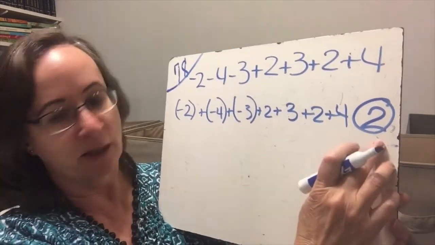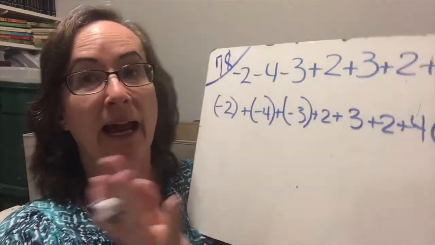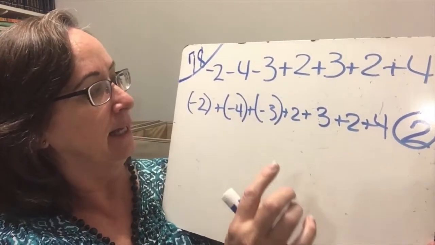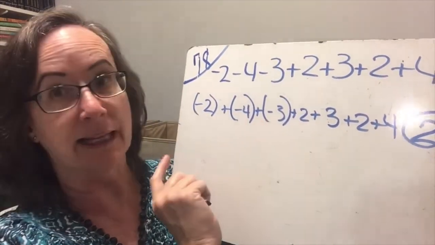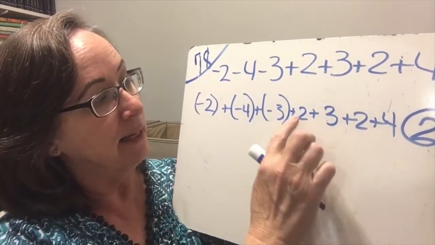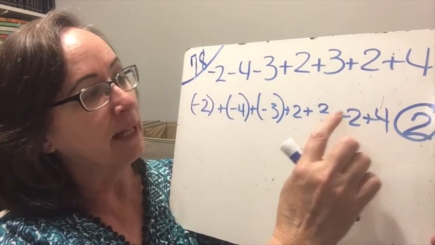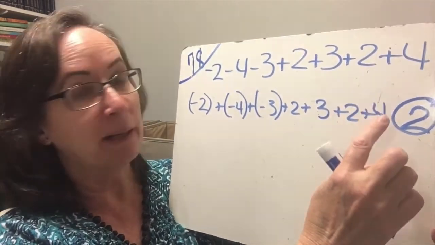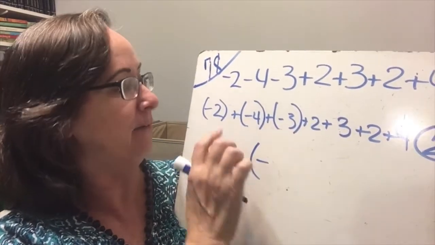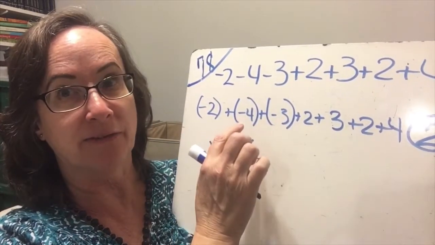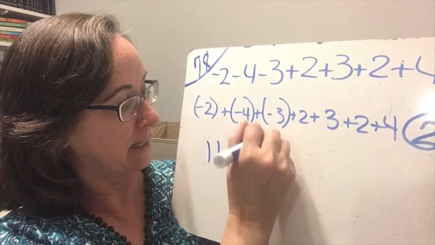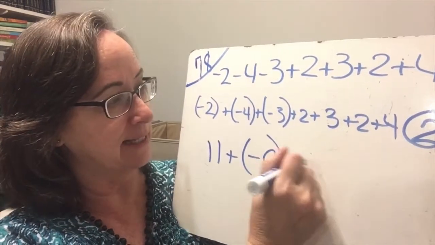Okay, so that was our old answer there. So now we're going to do it the other way. We're going to get all of our pluses. So these that are in parentheses are the negatives, and then these that are out of the parentheses are the pluses. So 2 plus 3 is 5, plus 2 is 7, plus 4 is 11. So we have 11 plus a -2 plus a -4 is a -6 plus a negative 3 is a negative 9. 11 plus a negative 9 is a 2.